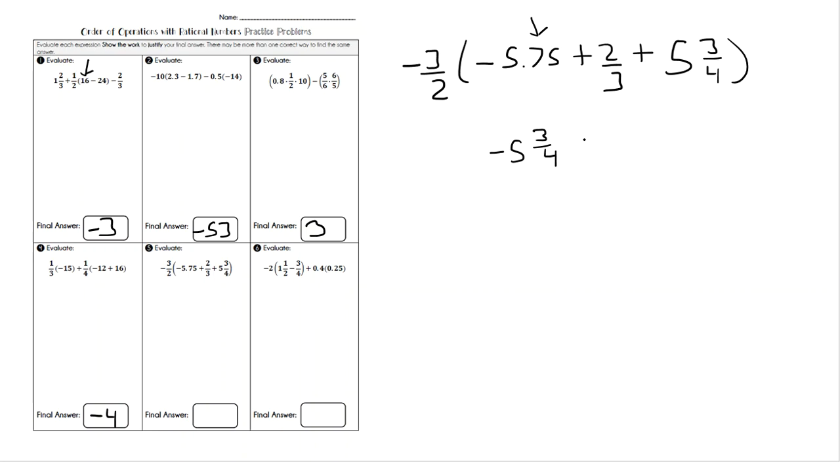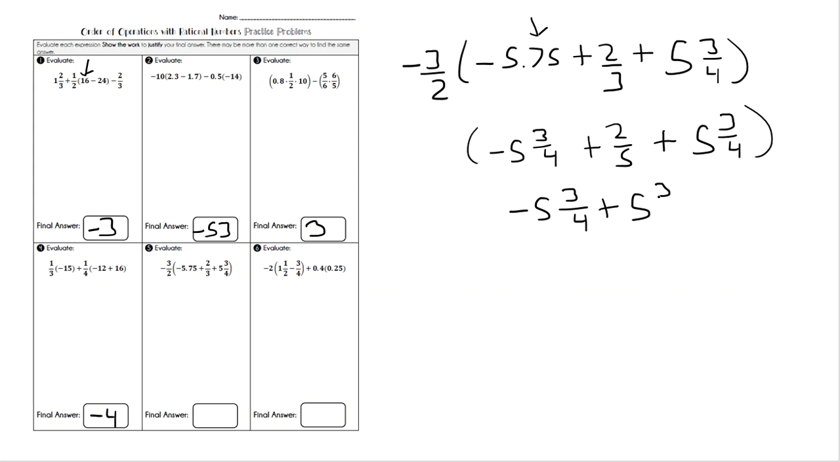Okay, then we have our 2/3, and then we have our 5 3/4. Now remember that when we are doing adding, we can change the order that we add things in, and it doesn't actually change the expression. So if I rearrange this and I put the negative 5 3/4 together and the positive 5 3/4 together and add those first, that's going to make this a little bit easier for us.